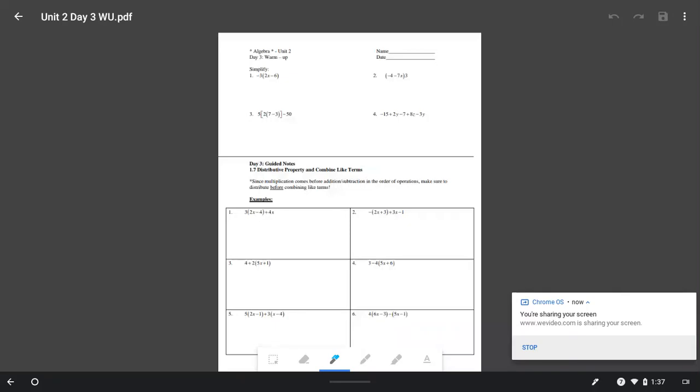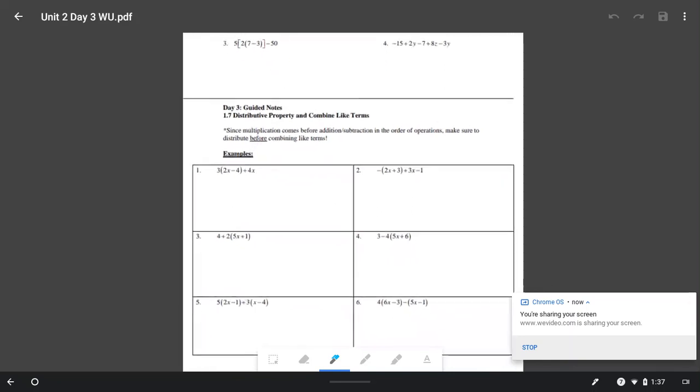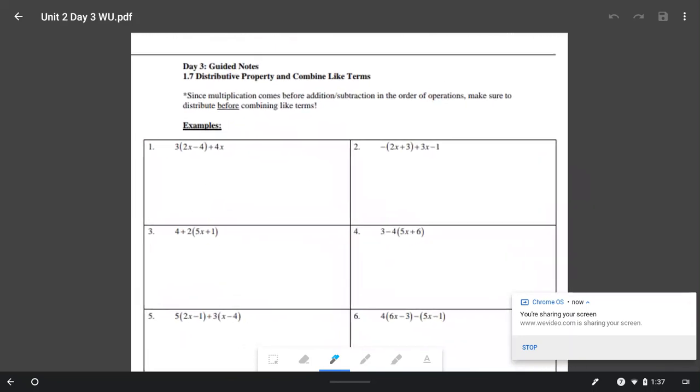All right, we're back at it for day 3 here for distributing and combining like terms. So we've done both of these in day 1 and day 2 of this unit. Now we're going to combine them into a single day so that we can work on both of the new concepts that we learned the last couple days.